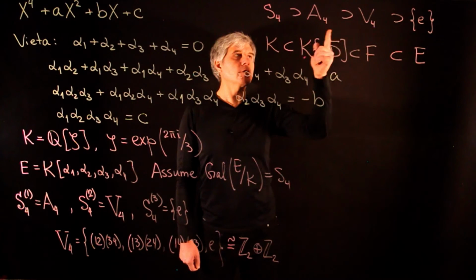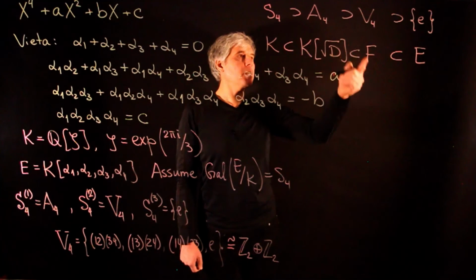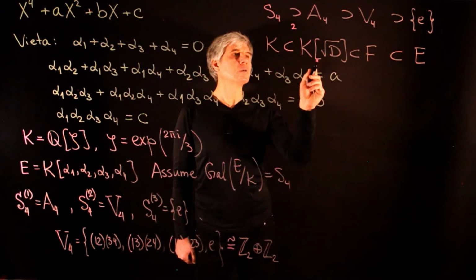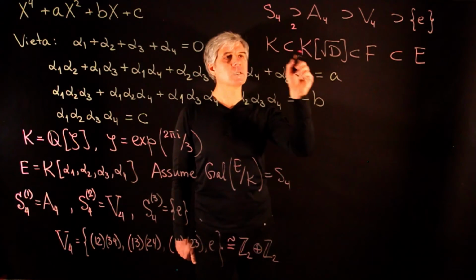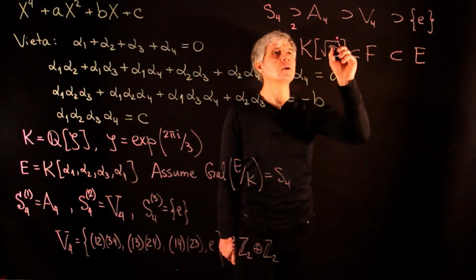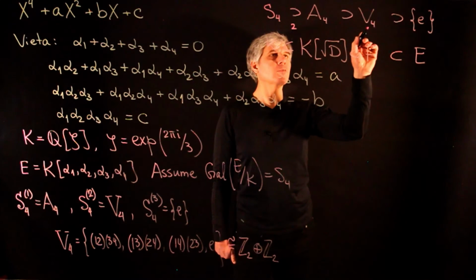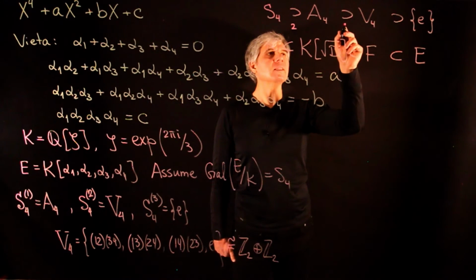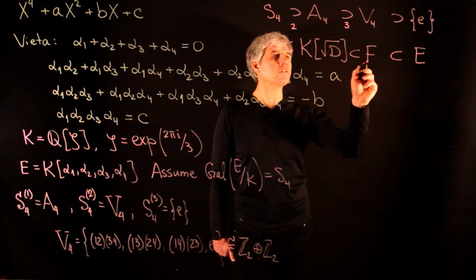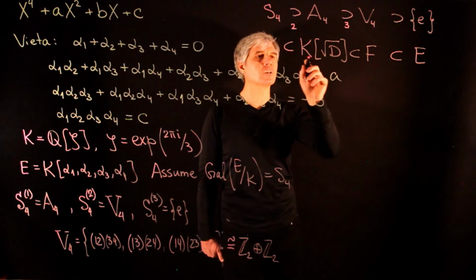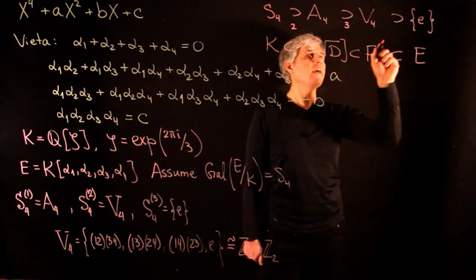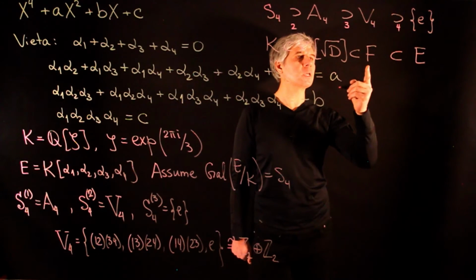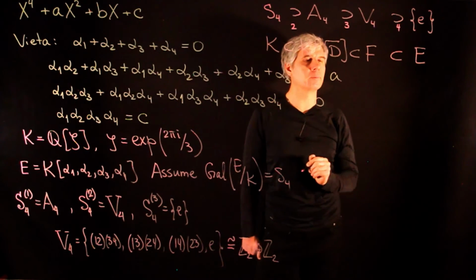The indices of these subgroups will give us the degrees of these extensions. So here the index is equal to 2. So k with square root of d is the degree 2 extension of k. So here V4 has order 4 and A4 has order 12. So the index here is 3. So F is a degree 3 extension of k with square root of d. And here we have index 4. So E is a degree 4 extension of F.